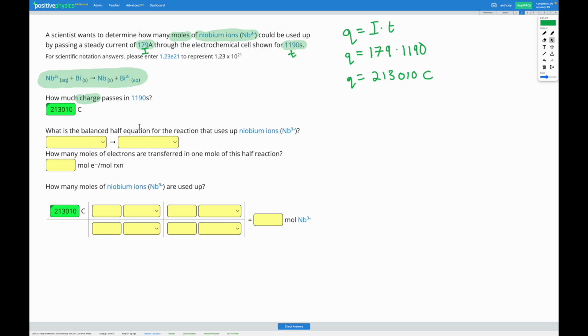So we're going to do that by writing the half reaction involving niobium. So we're starting with niobium 3+ aqueous. So that's going to be on the left. And we're ending up with niobium solid. So right now we have a charge of 3+ on the left and a charge of 0 on the right. So to balance that out, I can add 3 electrons on the left. So now our charge is 0 on the left and 0 on the right. So we can fill that in now.